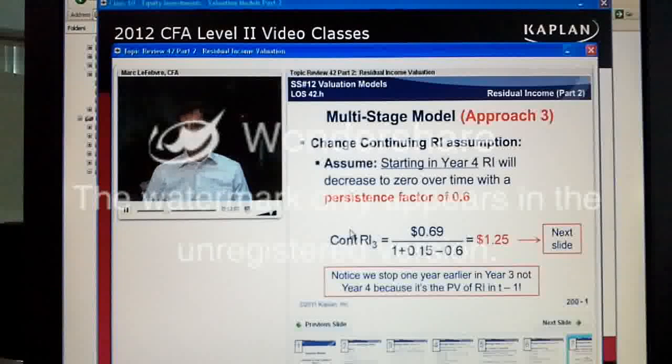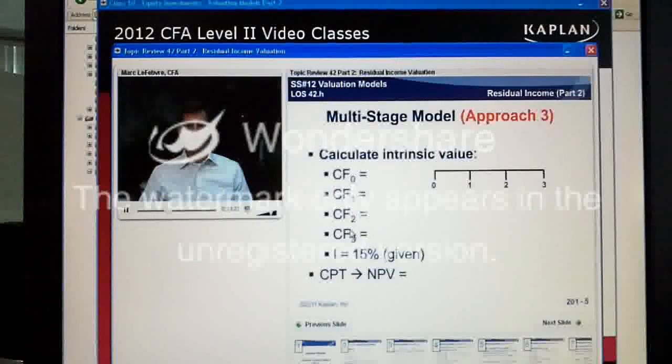So essentially what we're going to do is take that residual income in year 4, the 69 cents, and go 1 plus R, and remember R is 15%, minus omega 0.6. When we calculate that value, we're going to get $1.25. Now we're going to move that $1.25 back 1 year to t minus 1 and add it to the 57 cents that we've done in each of the prior examples. So let's take a look.